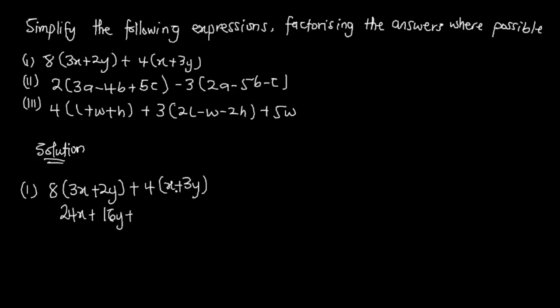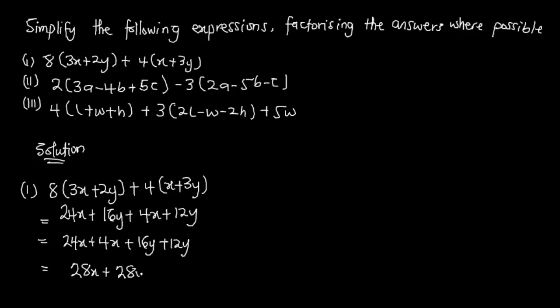Then plus 4 multiplied by 3 gives us 12y. Alright, so from here we can now group like terms. So we have 24x plus 4x, then plus 16y plus 12y. So 24x plus 4x will give us 28x, and 16y plus 12y will give us 28y.